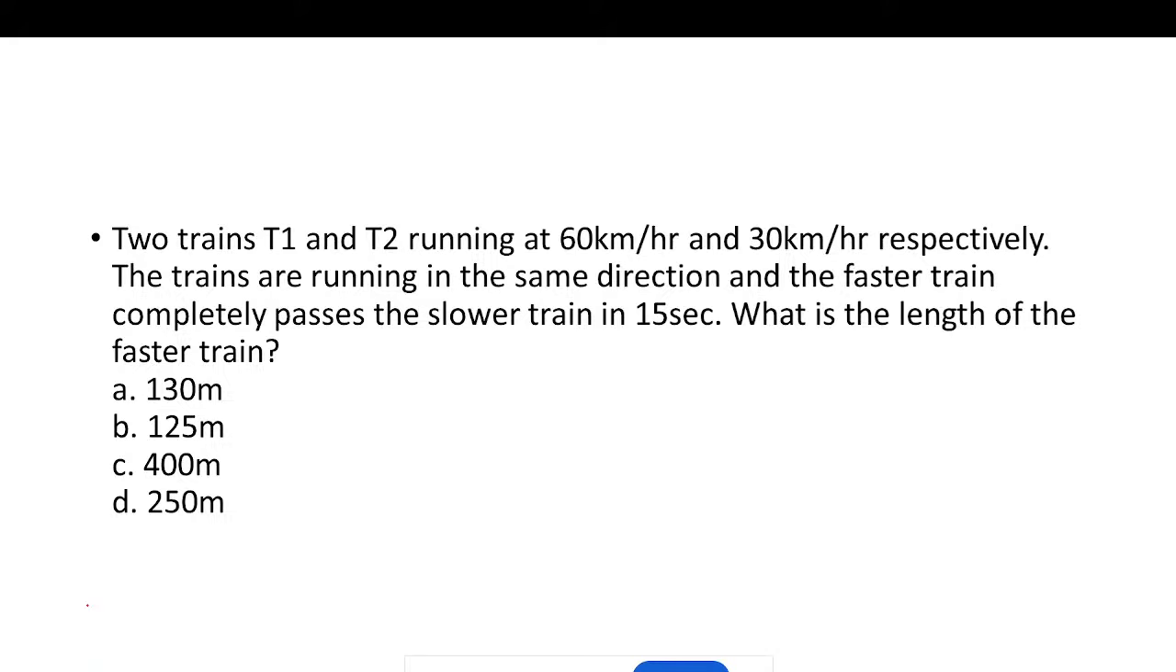Two trains, one at 60 kilometers per hour, another at 30 kilometers per hour respectively. Two trains running in the same direction. Same direction means you have to take relative speed. What is the relative speed?